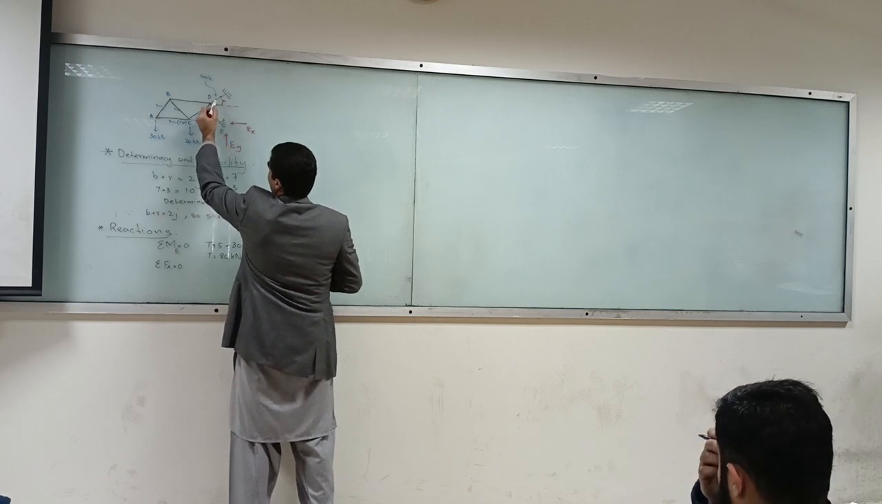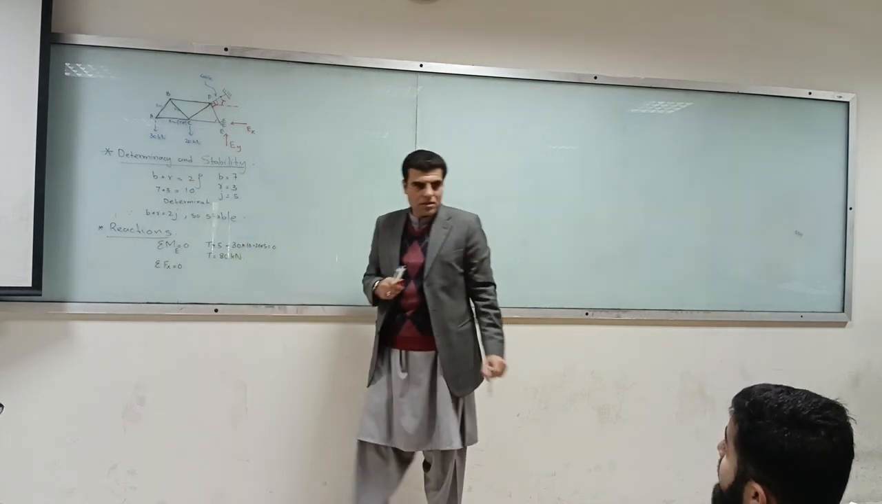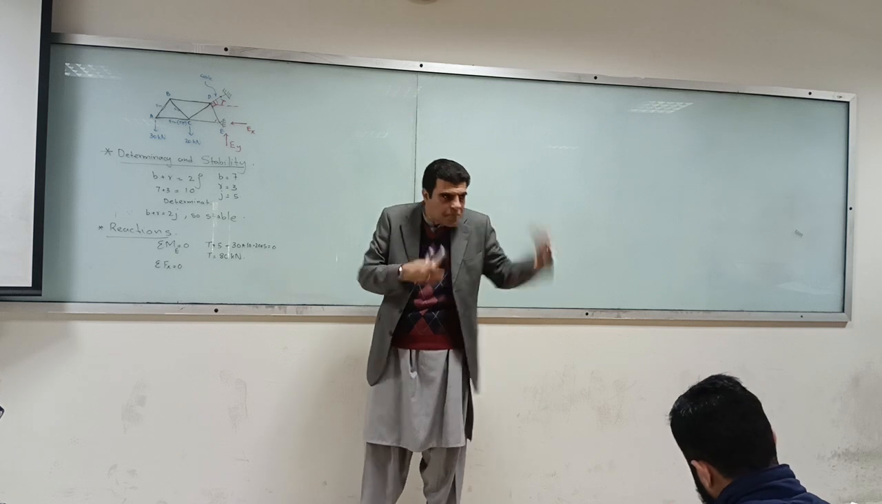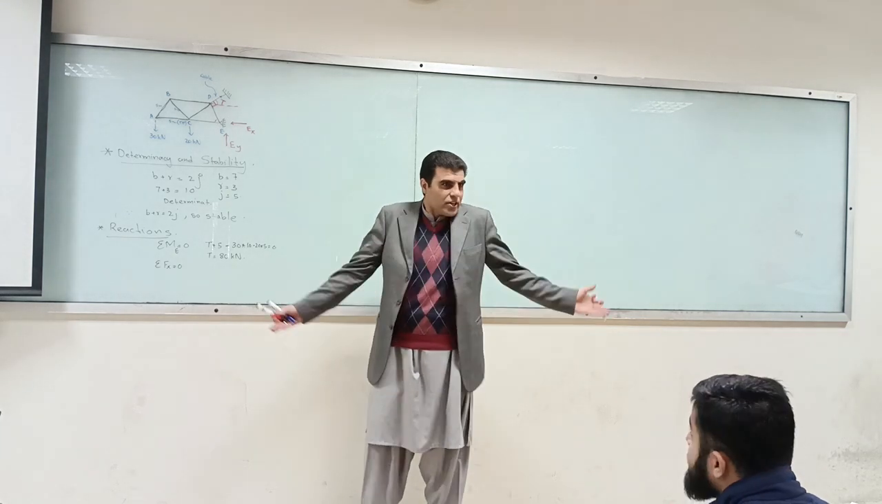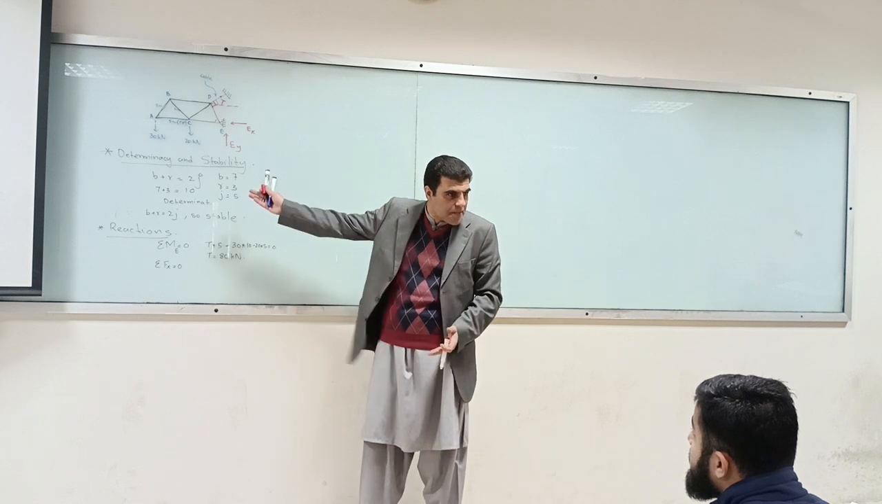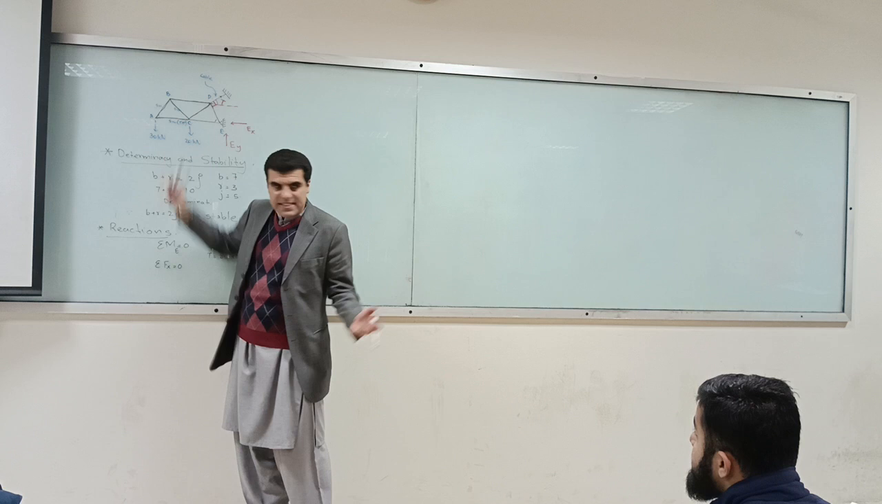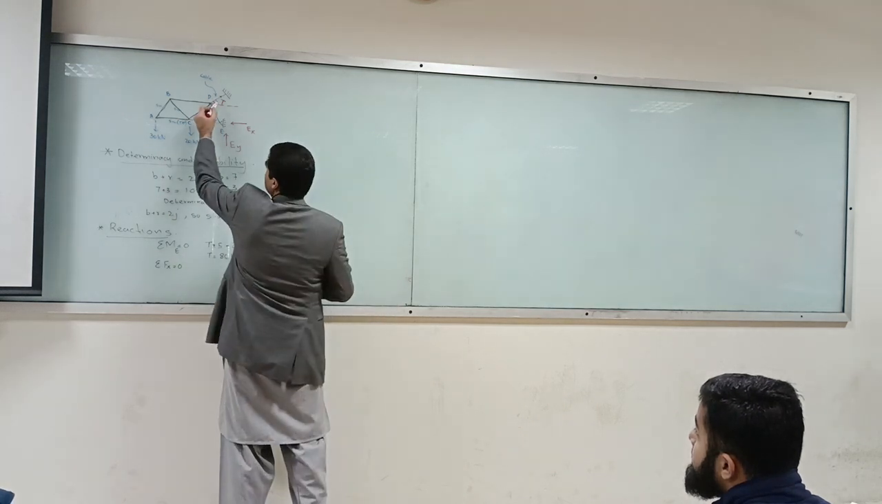What is this angle? Look guys, use your judgment. What is this angle? 45, sir. 60 degree. Why are you saying 45? This is symmetric. So this is 60, 60, 60. Yes. Okay. So this is 60 and this is 30.